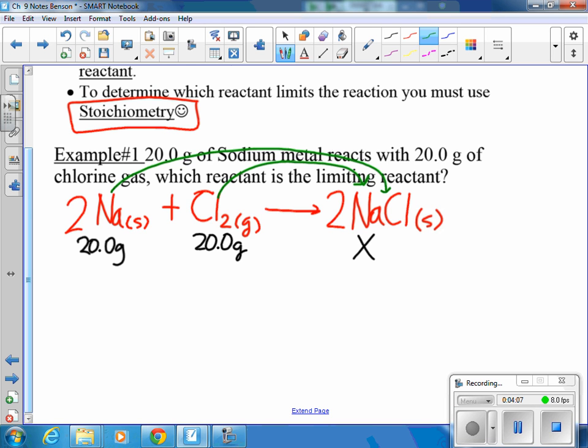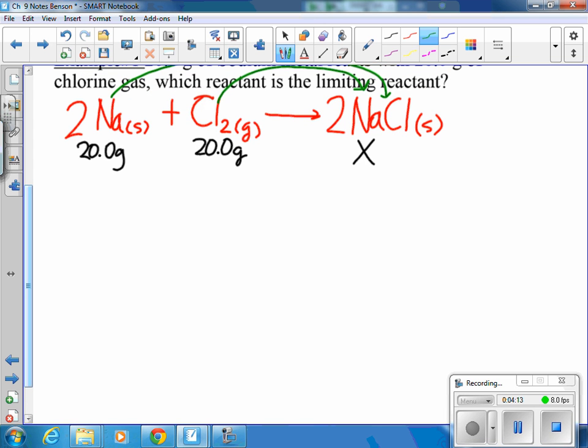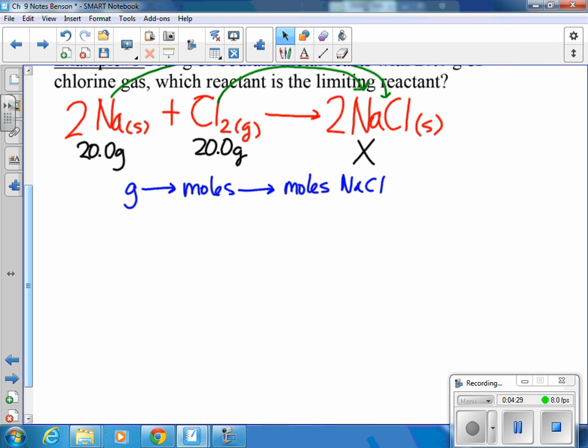So my mole map on both of these is I can just essentially go from grams to moles to moles. You could go all the way to grams again if you want, but that's just an extra step that we don't really need to worry about. So I'm going to go from grams to moles, and I'm going to stop with both of these in moles of NaCl. Okay, so let's go ahead and start doing that.